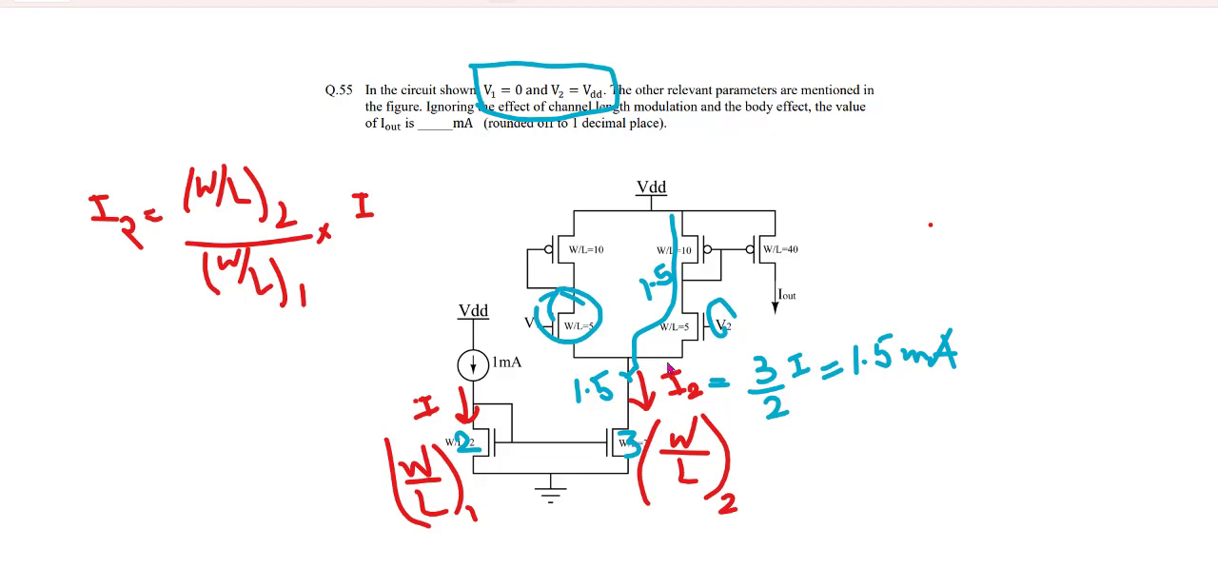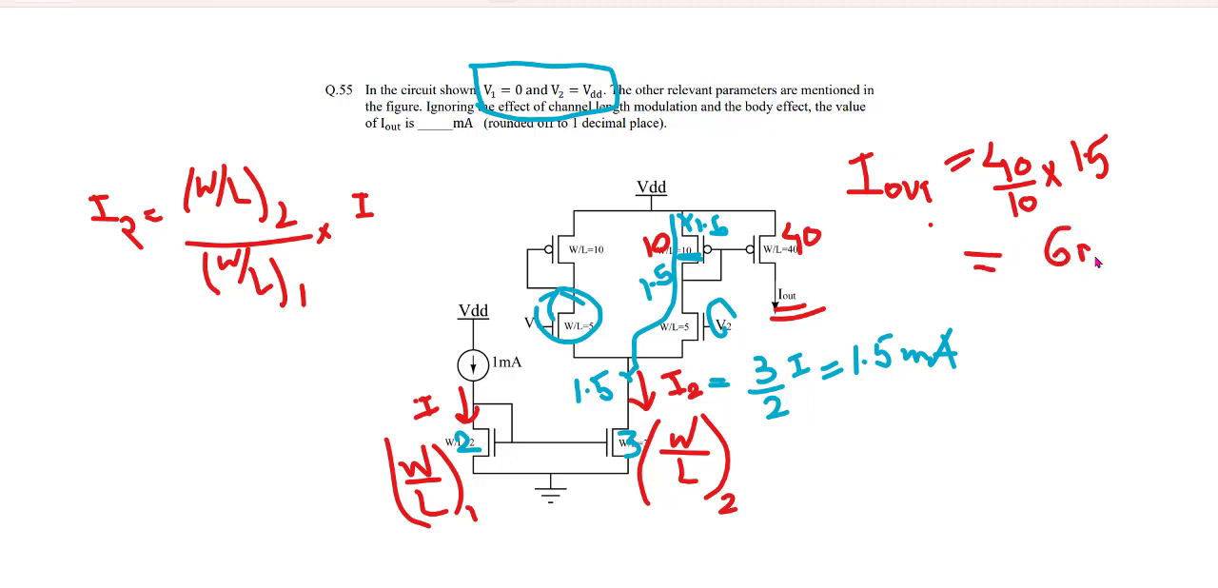Now again, if 1.5 is flowing from here, then this is 10. This is given as 10. W by L is 10, and this W by L is 40. So what will be the current I out? That is what they have asked. So I out is 40 upon 10 into 1.5. Answer is 6 milliamperes.